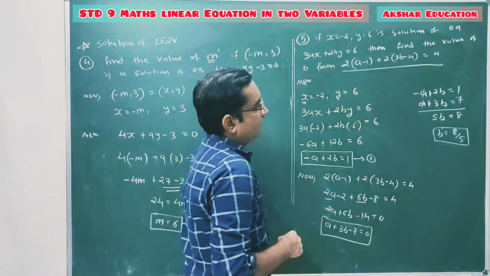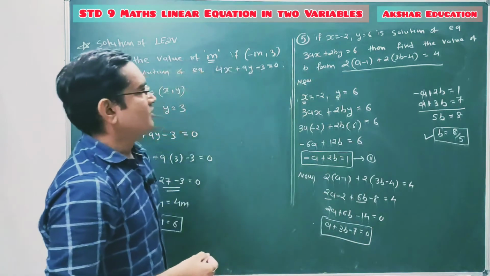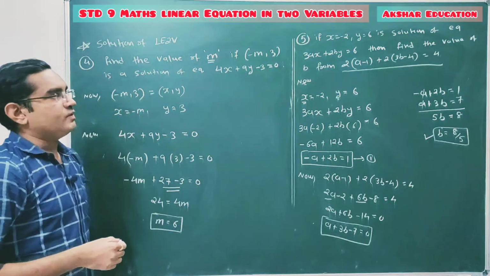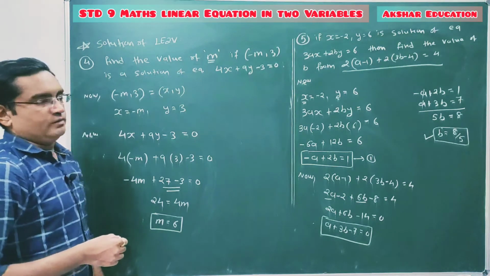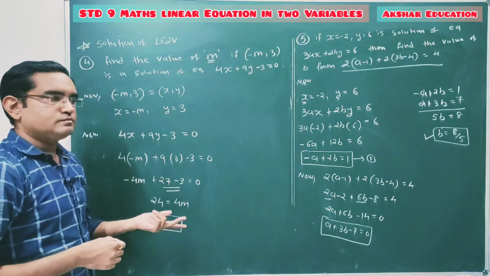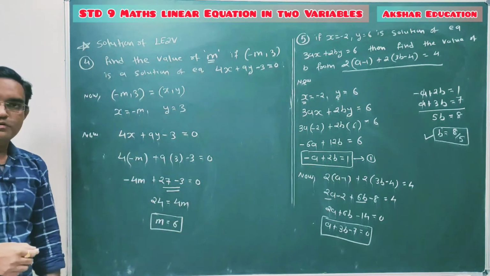Find the value of b. This is b. Clear, students? So this is how you can solve questions based on the solution of the given linear equation in two variables. Solution is given, you have to find the value of the unknown. So pause the video to note it down.